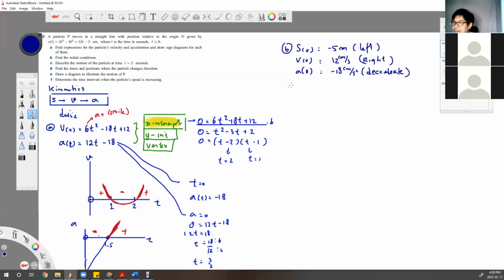C, describe the motion of the particle. You put S2, V2, and A2, right? Do it on your own.